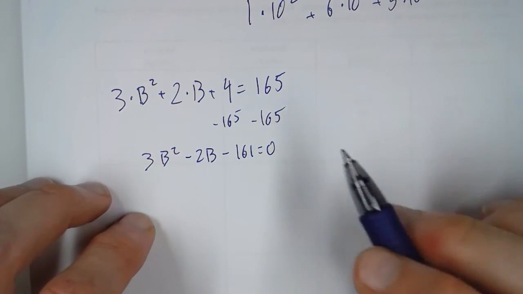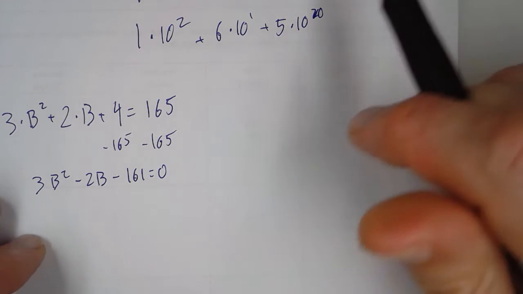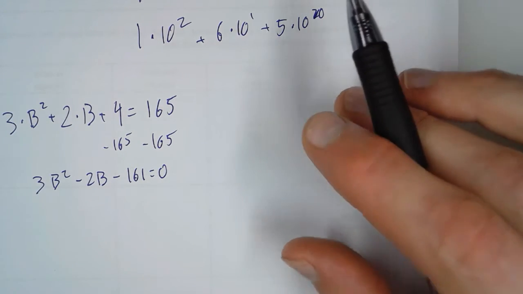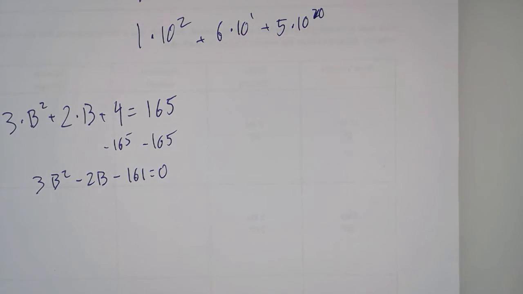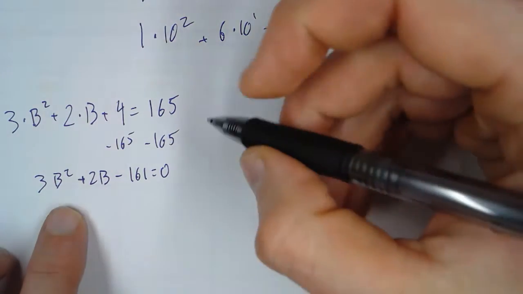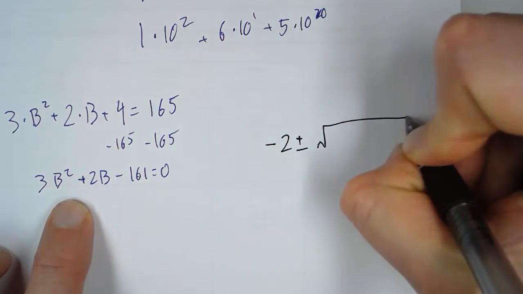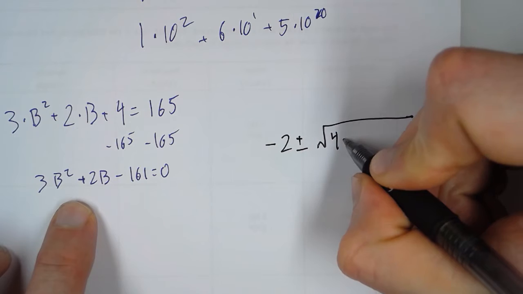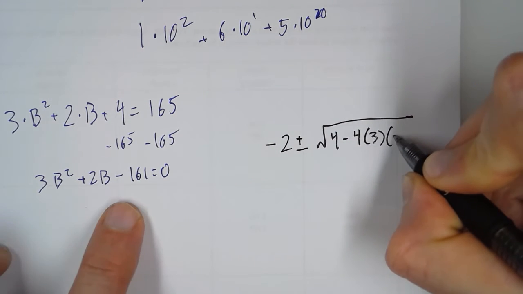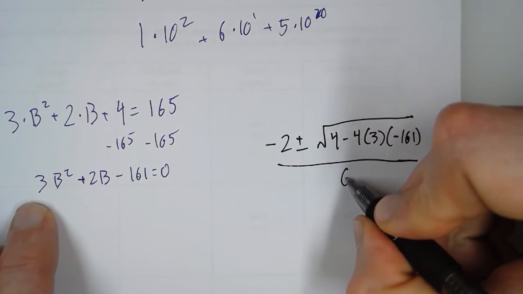Now this is so unwieldy, it's not really worth trying to factor this. So instead, what I'm going to do is use the quadratic formula. And before I forget, let's fix that mistake: plus 2b. So the quadratic formula is negative b, so that's negative 2, plus or minus the square root of b squared, so that's 4, minus 4a, which is 3, times c, negative 161, all over 2a, which is 6.